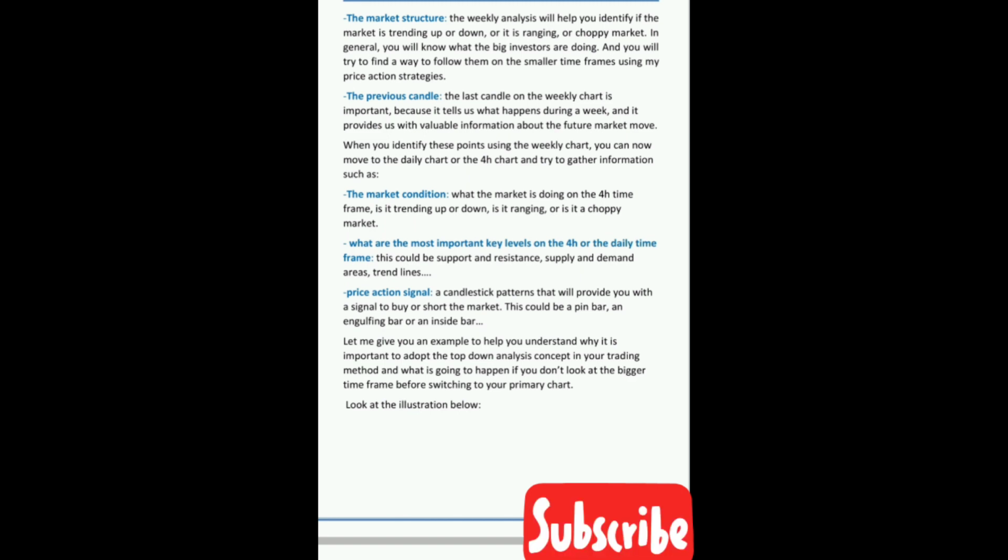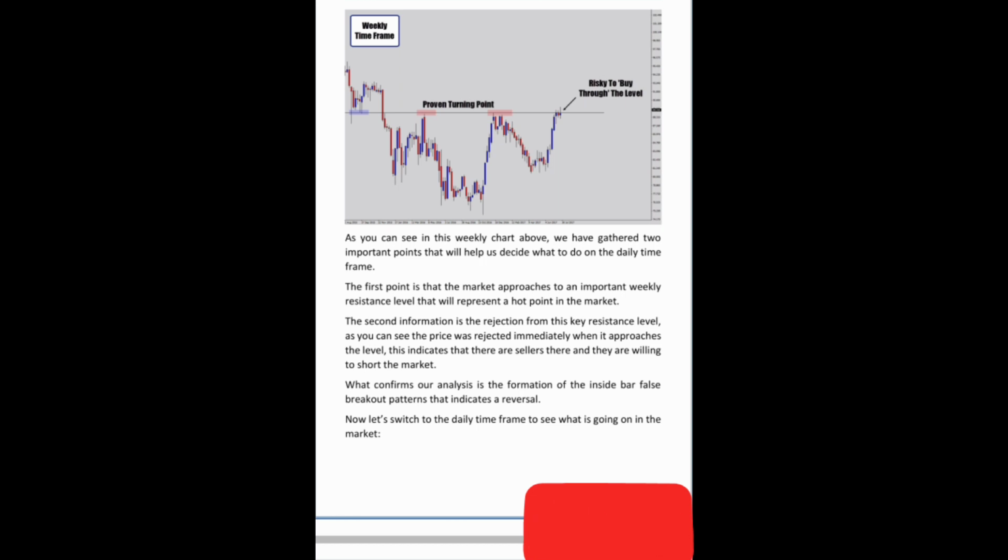Let me give you an example to help you understand why it is important to adopt the top-down analysis concept in your trading method and what is going to happen if you don't look at the bigger time frame before switching to your primary chart. Look at the illustration below. As you can see in this weekly chart above, we have gathered two important points that will help us decide what to do on the daily time frame. The first point is that the market approaches an important weekly resistance level that will represent a hot point in the market.